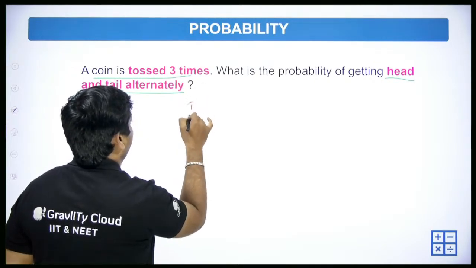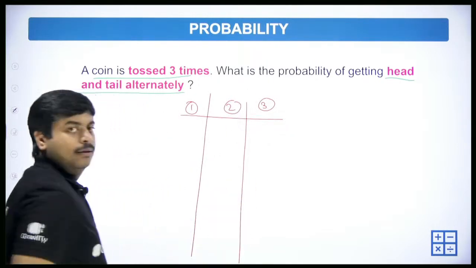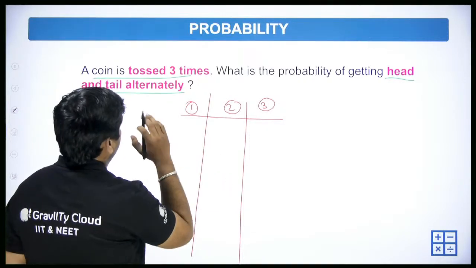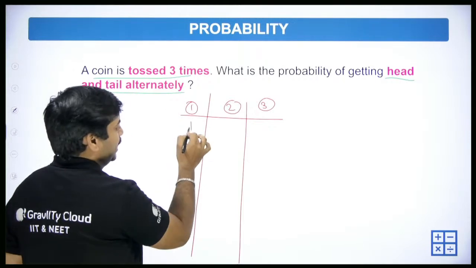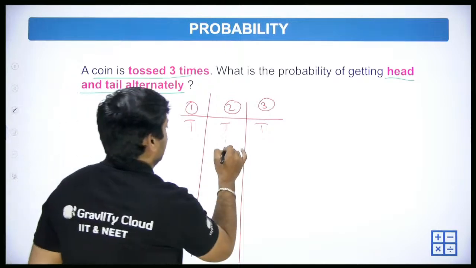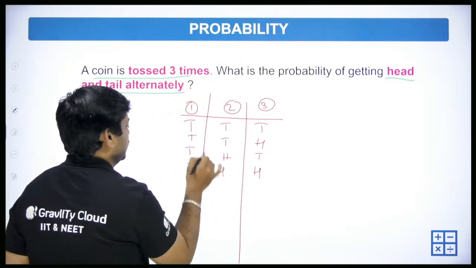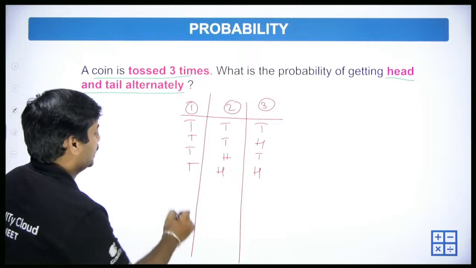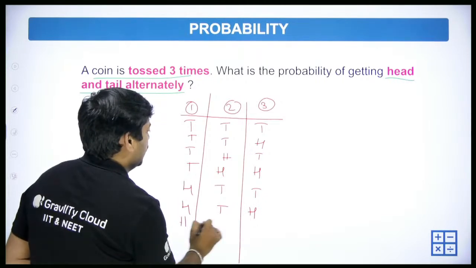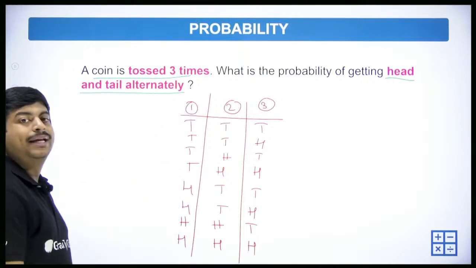Toss 3 times. So let's say this is the first time, the second time, and this is the third time. The question: a coin is tossed 3 times. What is the probability of getting head and tail alternately? So let me write all the cases. Tail, tail, tail, that is one case, when all 3 coins tossed give you tails. Tail, tail, head, tail, head, tail, tail, head, head. So these are the first 4 possibilities. Next, head, tail, tail, head, tail, head, head, head, tail, and head, head, head. So this is how all the 8 outcomes will be there.